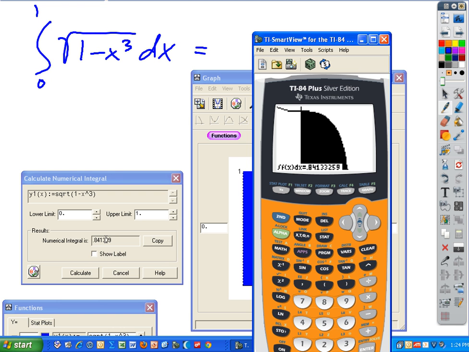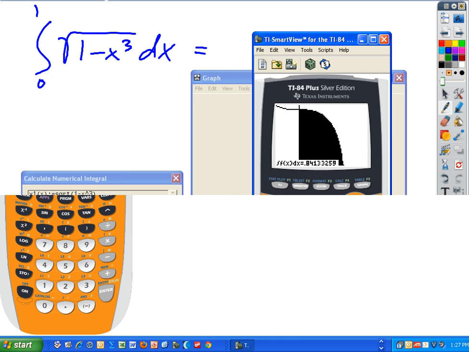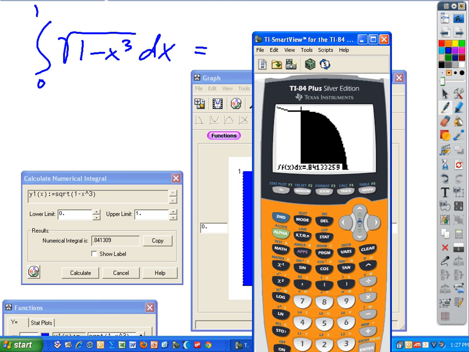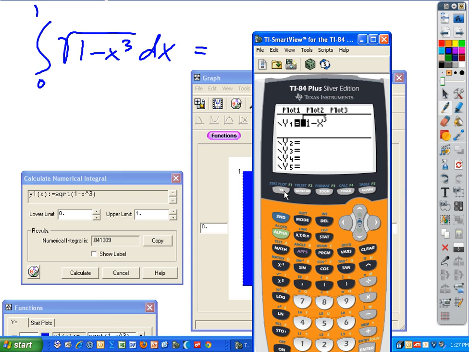Move what now? Whoops, hang on. What am I doing? And I think I input that right. Square root of 1 minus x cubed. What's going on? Okay. There's a reason for all this nonsense.